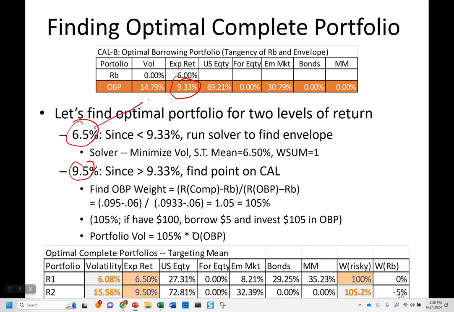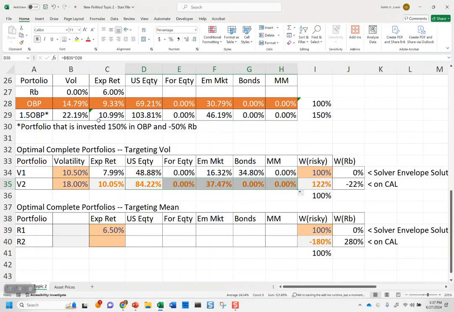So if you want 6.5, you're going to have to run a solver, because that's going to be on the envelope. If you want 9.5, it's going to be on the capital allocation line. So let's find our portfolios. First thing we'll do is run a solver and find the best 6.5% mean portfolio. Switching back over, data, solver.